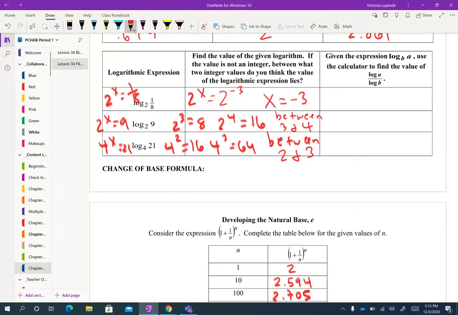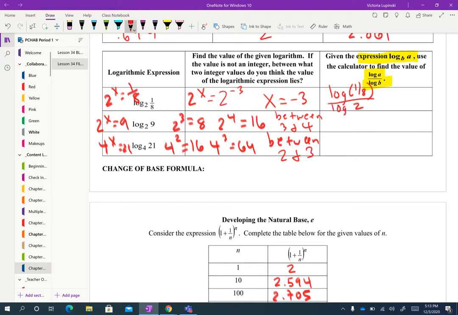So for each of these values, you can also take what's given to you, log base b of a, and you can use the calculator to find the log of a divided by the log of b. Notice that there's one division bar, and notice that each of the values gets their own log. So log on top and log on the bottom. So again, if you have your calculator handy, you're going to do log of the argument, which is 1/8, divided by log of the base, which is log of 2.